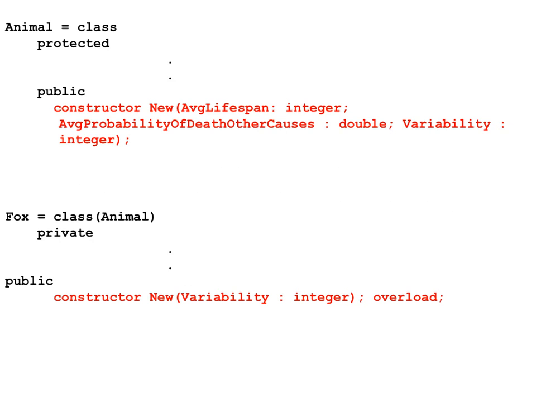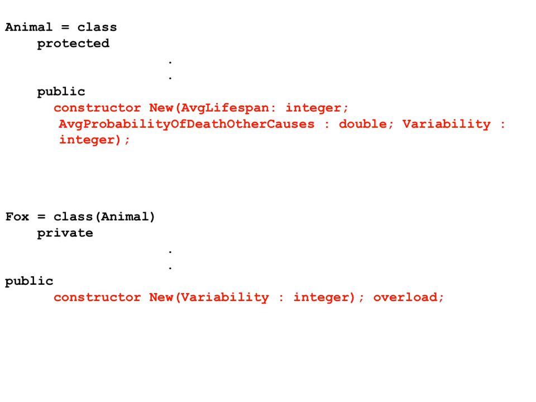So just to look at that in a bit more detail, we can see that fox is a subclass of animal, so it inherits the constructor from animal, but it also implements its own overloaded method of the new constructor. So this one only requires 1 parameter, which is called variability.